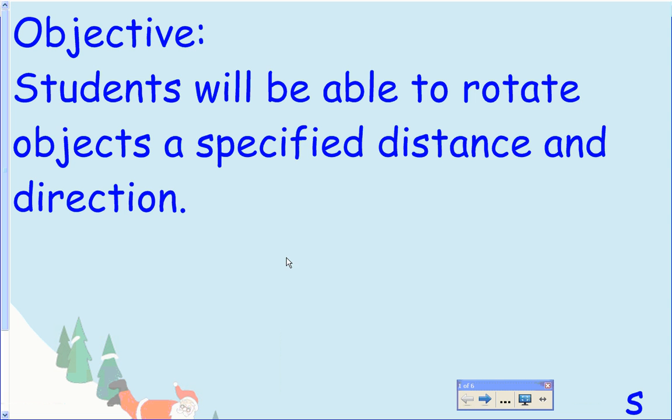All right, the objective for this lesson is that you'll be able to rotate objects a specified distance and direction.